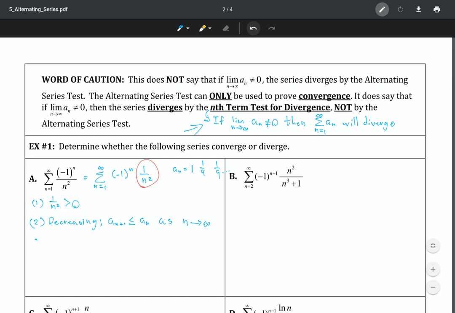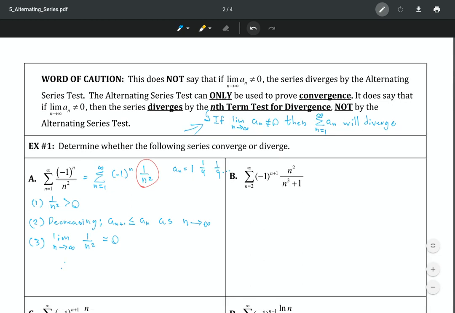All right, so now number 3, we have to make sure that the limit as n goes to infinity of the sequence, which is this, has to go to 0. Now it does. In this case, the limit does go to 0, so therefore it converges by the alternating series test.